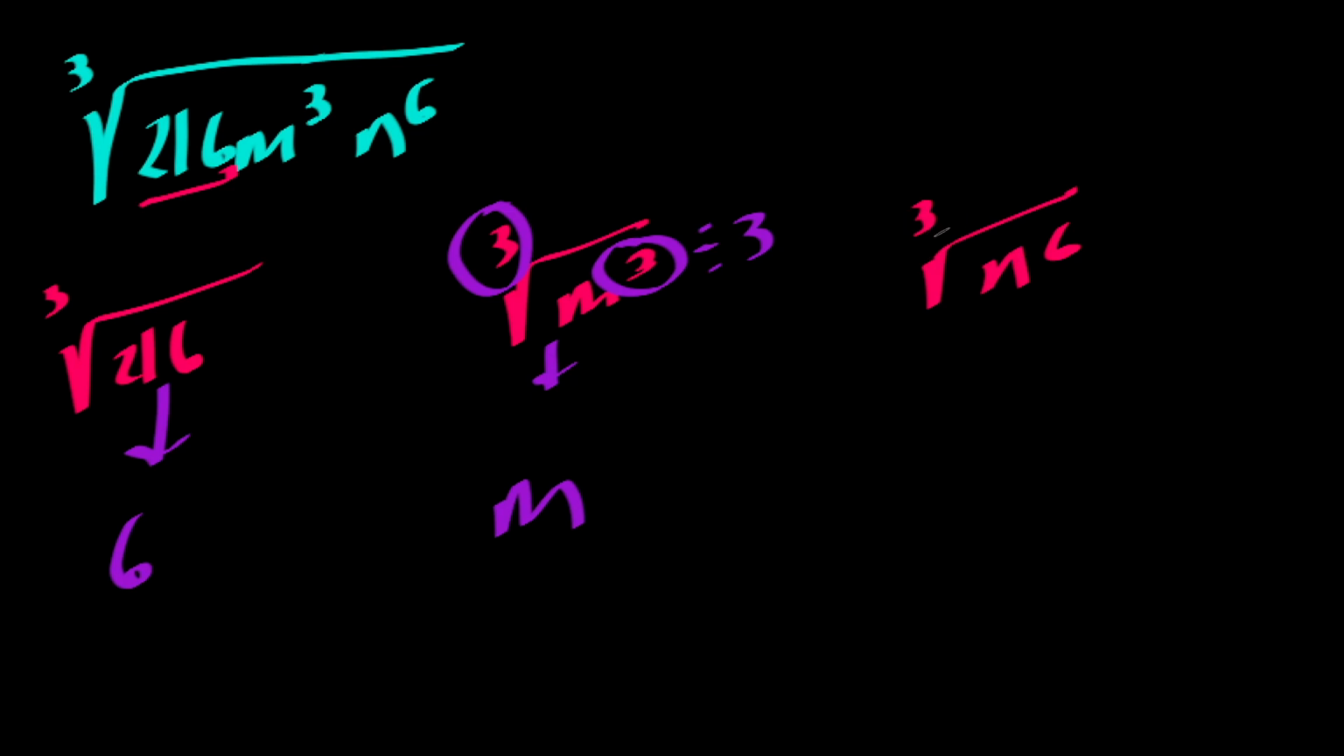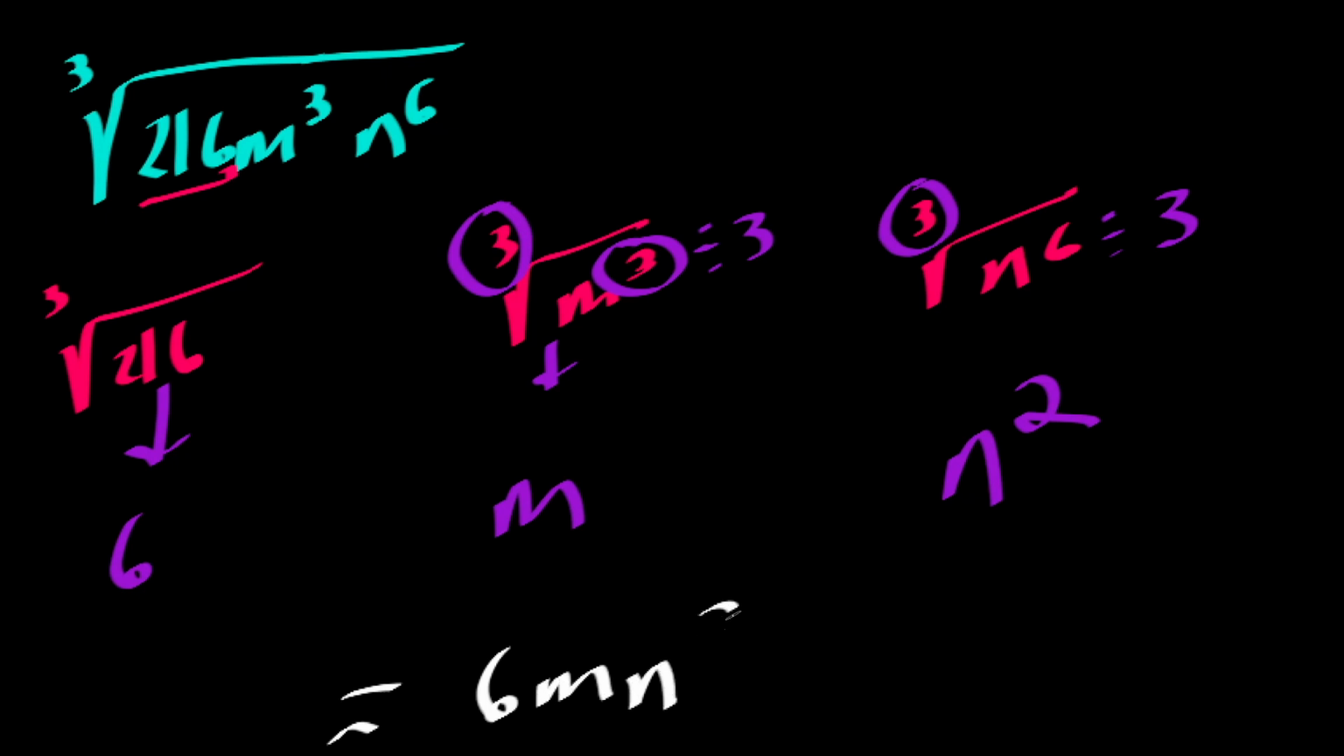Now, the last part is the cube root of n to the sixth. We need to ask ourselves, once again, what's my index? It's 3. Then I ask, is this exponent 6 divisible by 3? Could I divide 6 by 3? You could. So you bring down your variable, divide your exponent 6 by 3, and that tells you the cube root of n to the sixth would be n to the second. Now if we put it all back together, we don't have anything left inside of a radical. So our answer is just 6m n to the second.